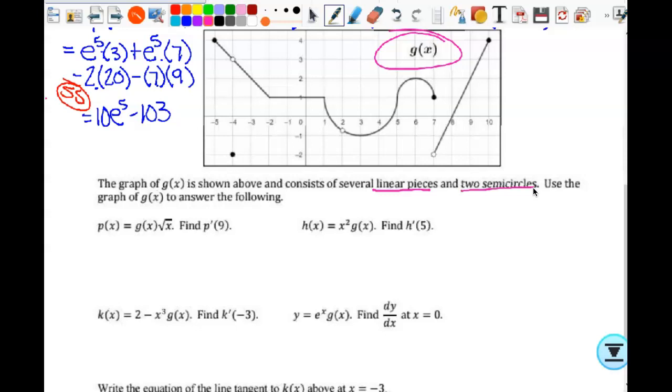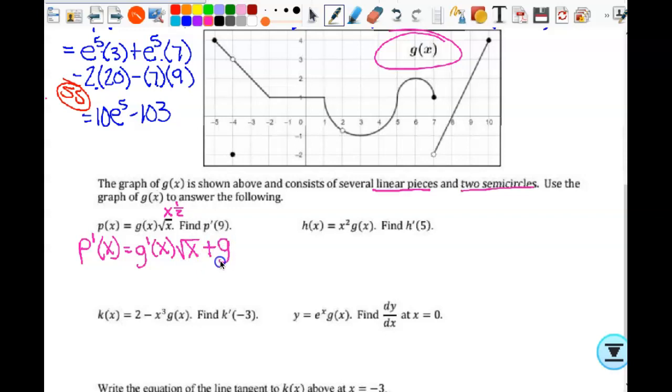Okay, so we want this to be like x to the 1/2 power, right? So we're going to do p prime of x. The derivative of the first, g prime of x, times the second, which I'll go ahead and put as a square root, because I'm going to evaluate, and I definitely want it as a square root, right?